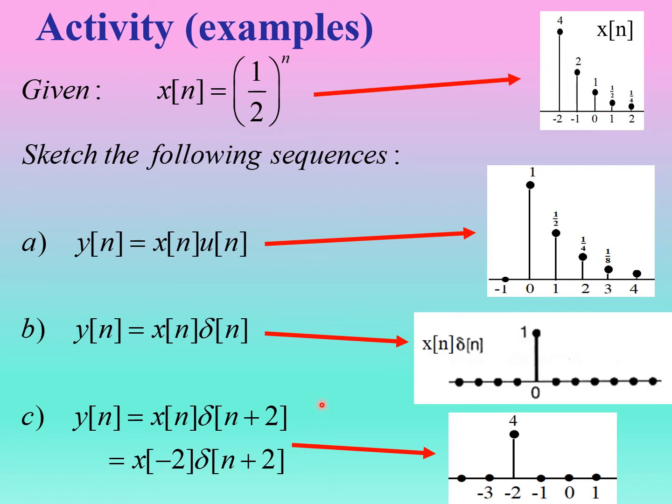The last one was y of n is equal to x of n times delta of n plus 2. Now notice delta of n plus 2 is 0 everywhere except when n is equal to -2. So this delta function forces n to be -2, and that's the only value of n we care about. So when n is -2, notice our sequence x of n has a value of 4. And so all that's going to come back is the value of x of n at -2, which is a 4, and all the other values of the sequence are going to be 0.